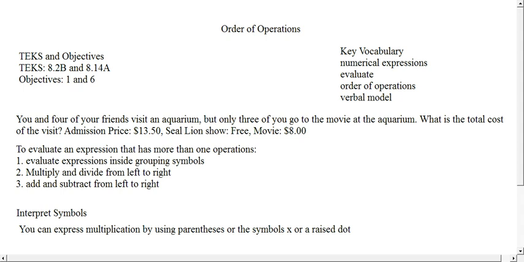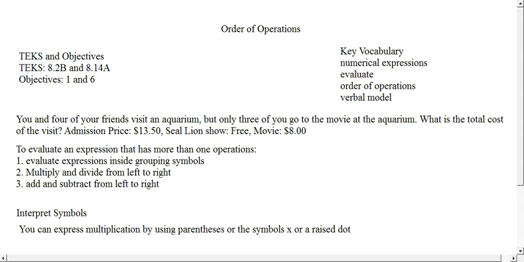Okay, let's look at a familiar mathematical concept, which is called order of operation. We are looking at 8.2b and 8.14a, where 8.2 says we will use appropriate operations to solve problems involving rational numbers in a problem situation. 8.14a says we will identify and apply mathematics to everyday experiences and other disciplines. And we are still working with objective 1 and 6.